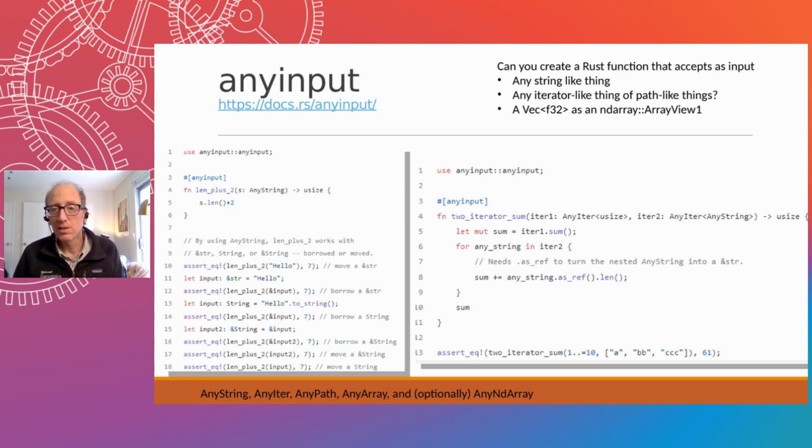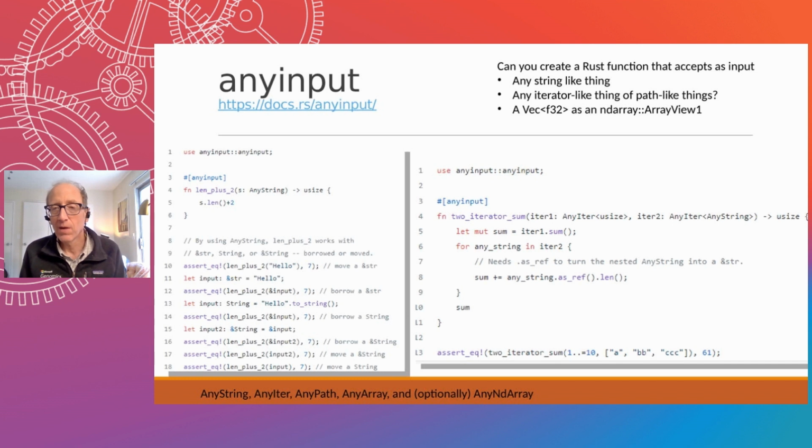And we can look at an example on the left. Starting at line 3, we can define a function that uses this macro. We say #[anyinput]. We define a function called len_plus_2. It has an input called s, which is of type, it's not a real type, it's our special type called AnyString, and it returns a usize. And then inside our function, we just say s.len() + 2. That's what our function does. And you may not believe that this can take any kind of string, but you can see starting lines 10 through 18, I'm passing in Strings, strs, references to Strings, and sometimes they're borrowed and sometimes they're moved. So that demonstrates what the macro can do for strings.